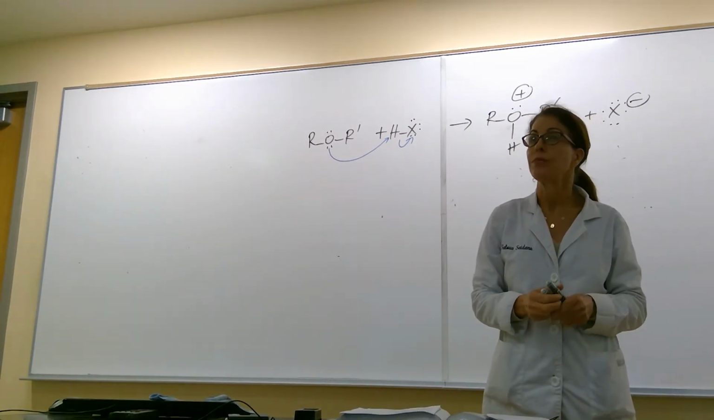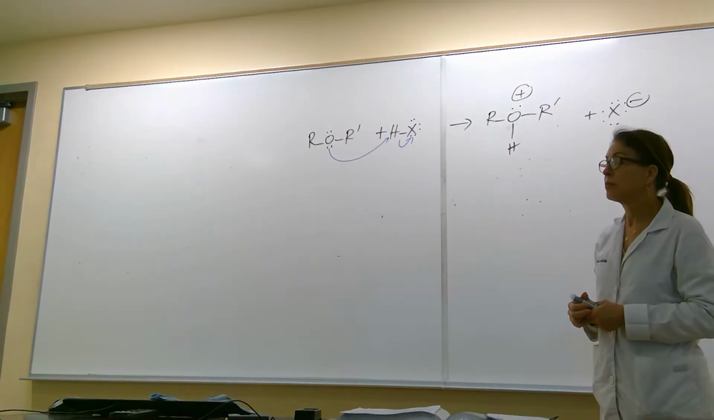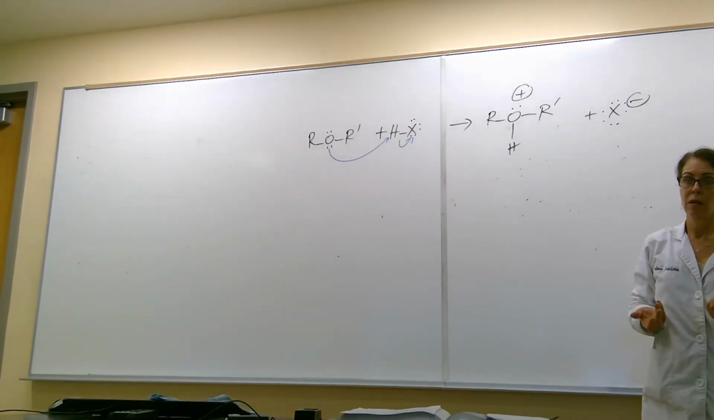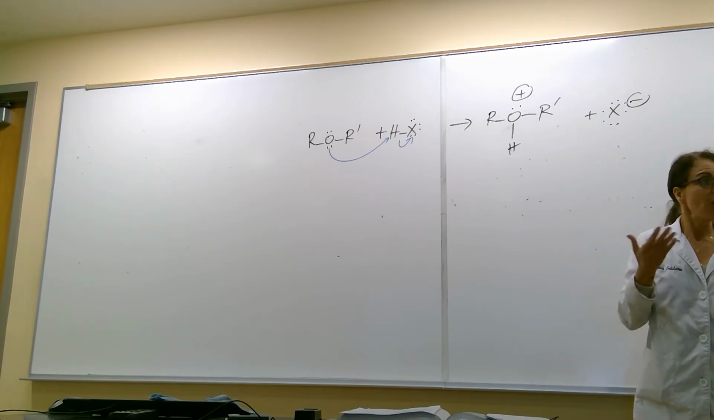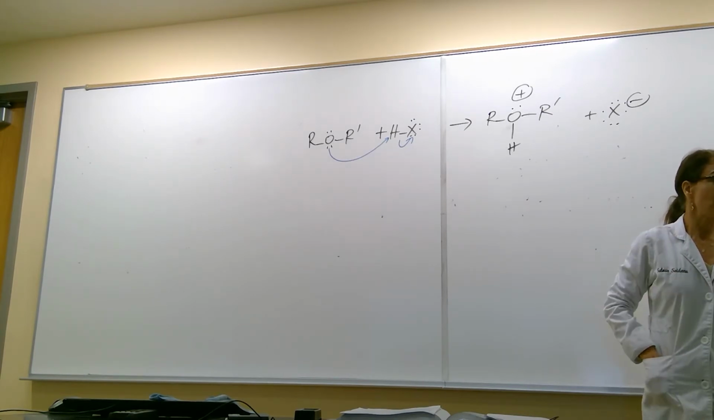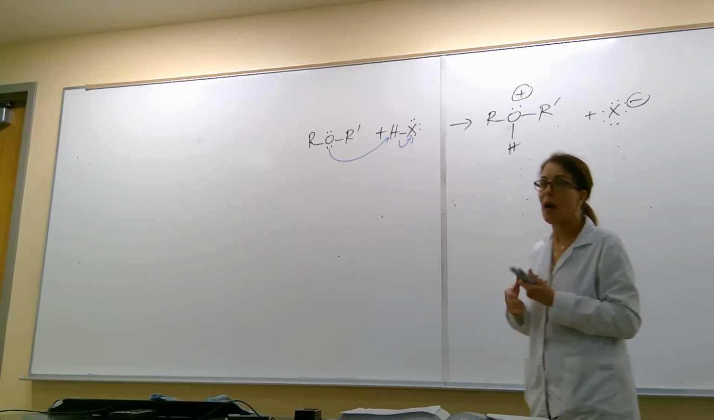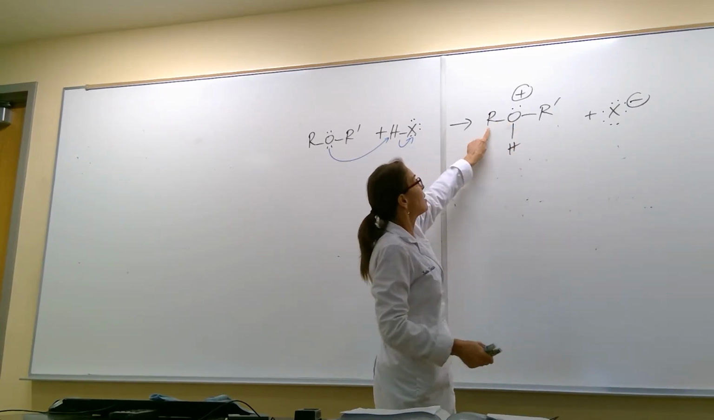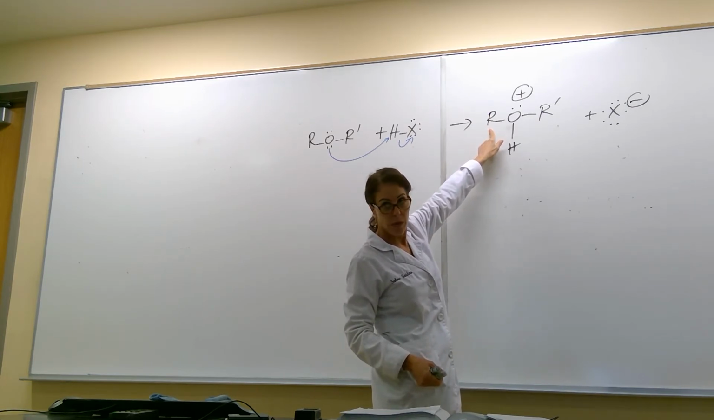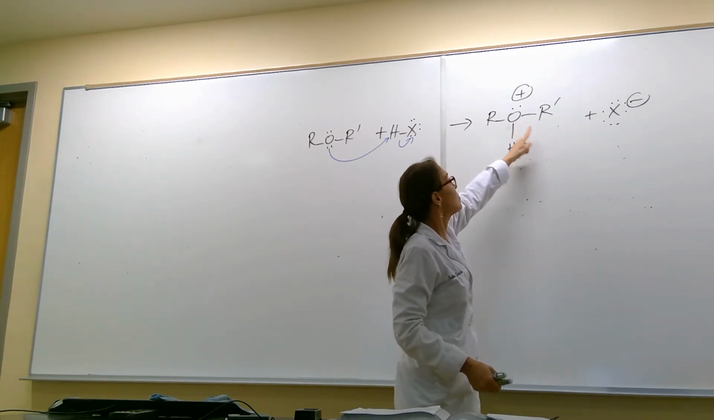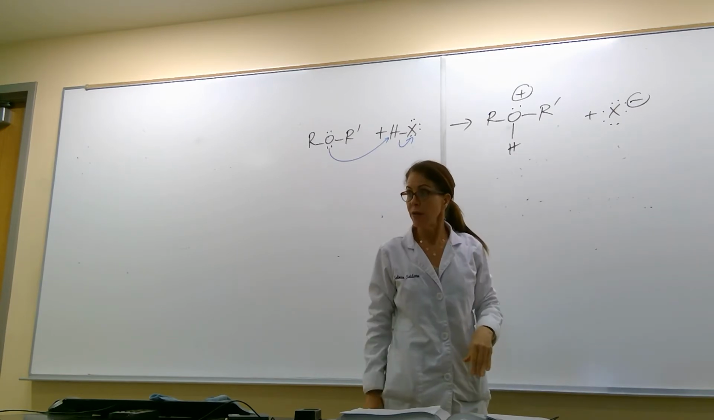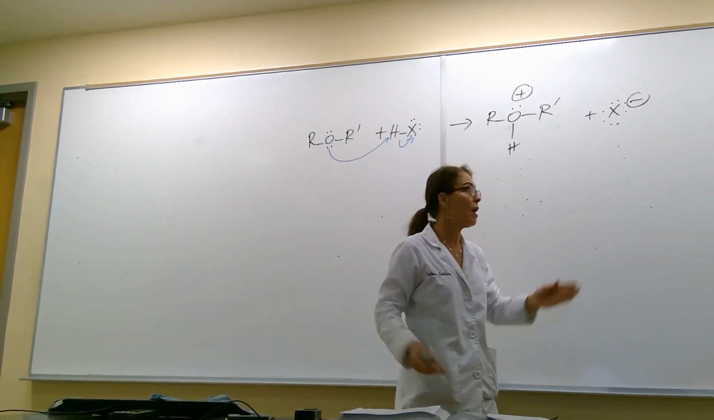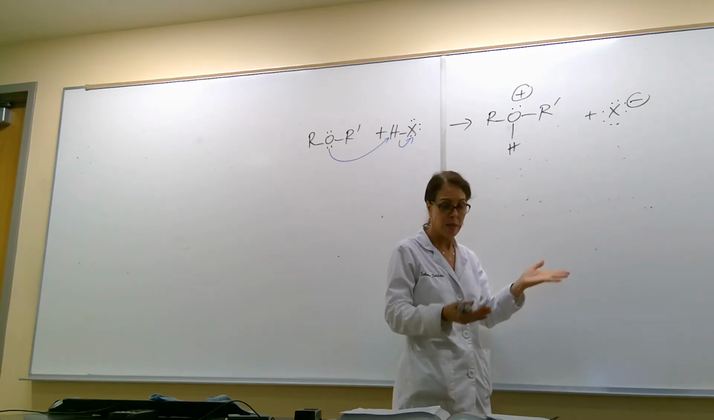What will leave? An alcohol would leave. You agree? So we have two options. So I'm going to show you. Are you seeing which options we have? We can have this leave and the X attach here, or this leave and the X attach here. You have two options: either the halogen attaches to the left or to the right.